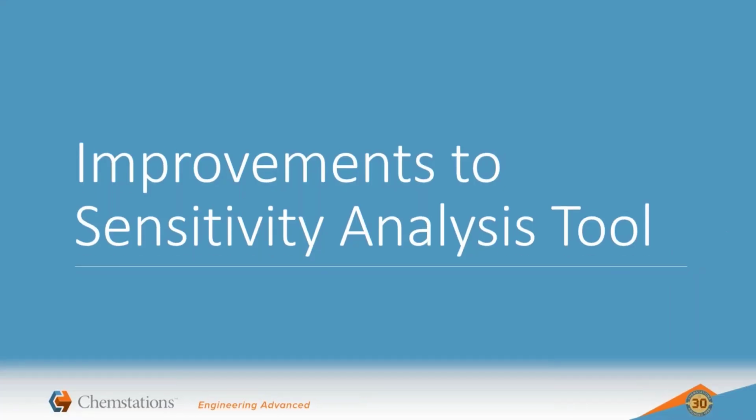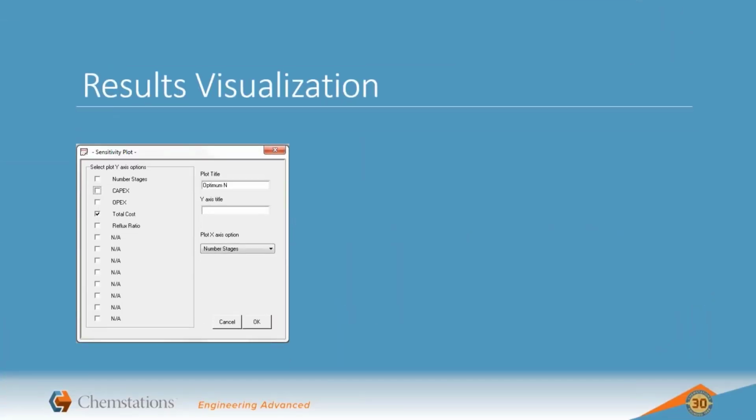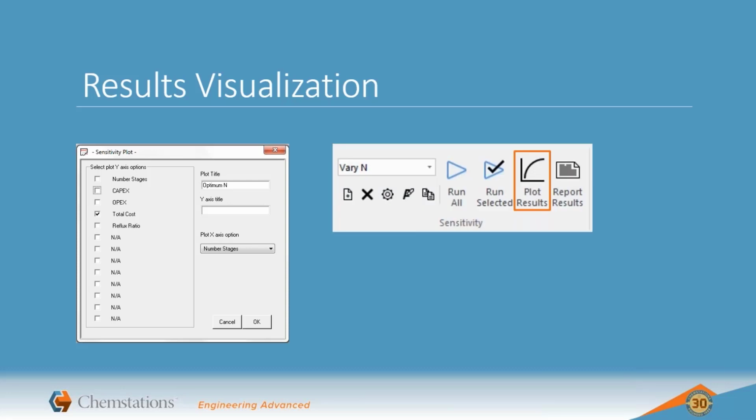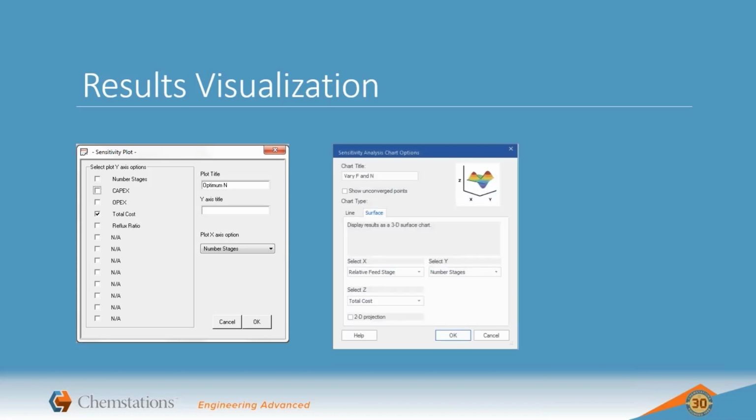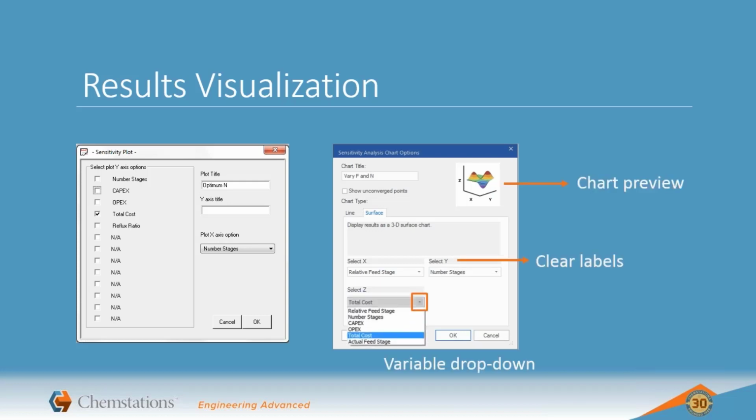And now another quick run through of the improvements to the sensitivity analysis tool in ChemCAD. Again, in ChemCAD 7 and earlier, we used a single dialog to choose how to visualize the results. And it wasn't always clear which variables could be selected or how the chart would look. In the next version of ChemCAD, once we've run the analyses, clicking the Plot Results command will prompt the Sensitivity Analysis Charts Options dialog. This new dialog greatly facilitates the selection of the chart type as well as the variables to plot on each axis.